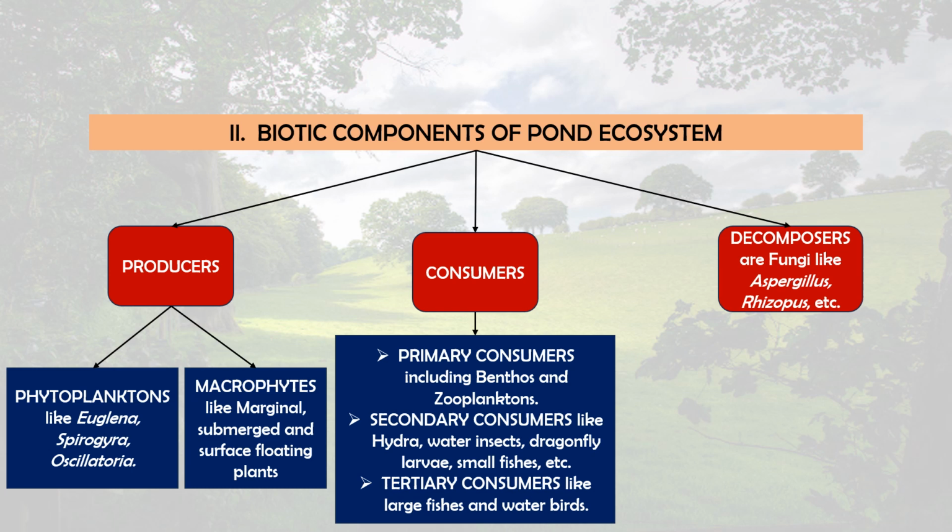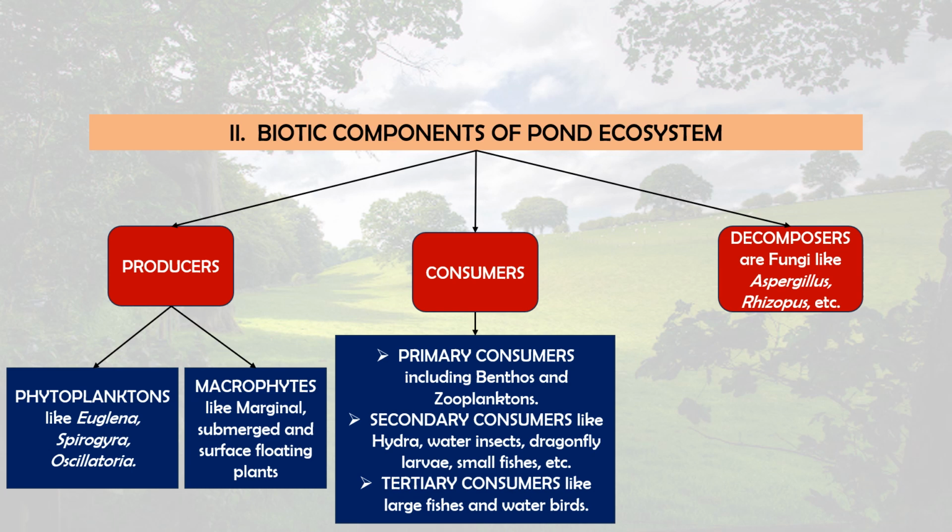And the next one is tertiary consumers. They are also carnivores and they feed on secondary consumers, like large fishes feed on small fishes or larvae or some water insects. And water birds also feed on small fishes, some insects, dragonfly larvae, etc.